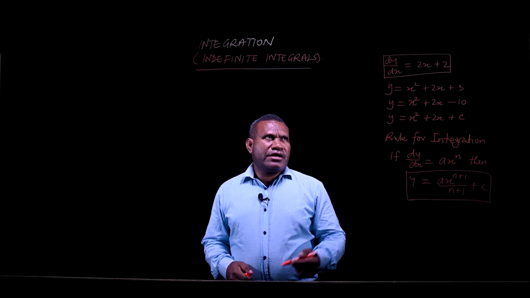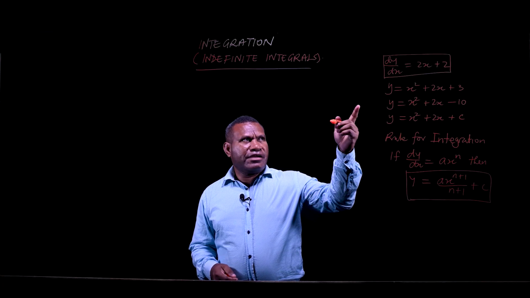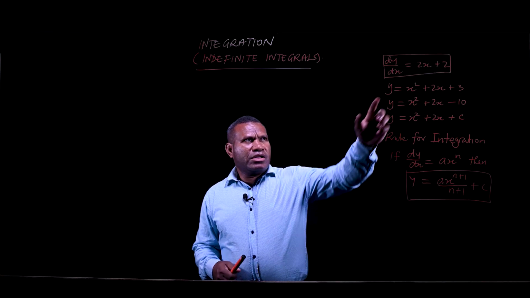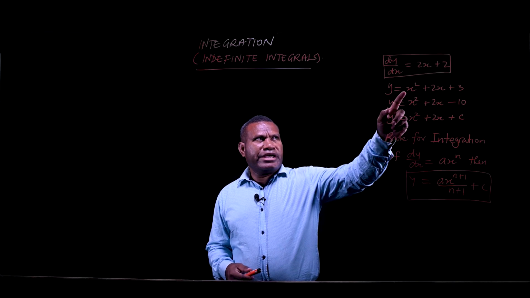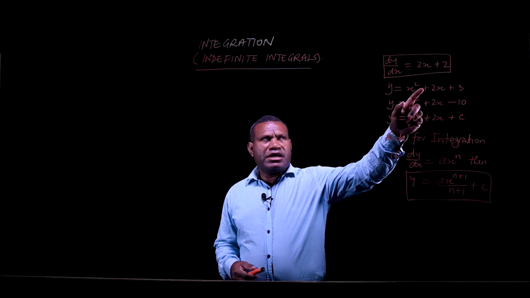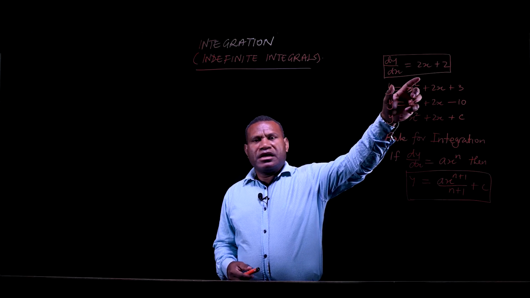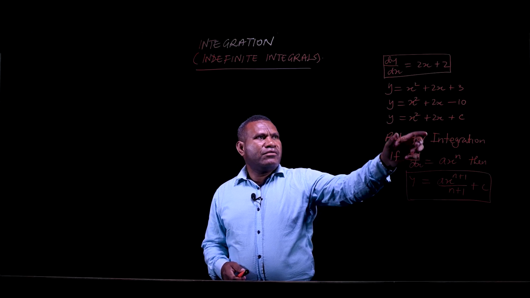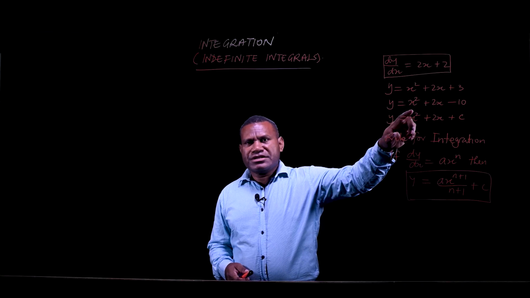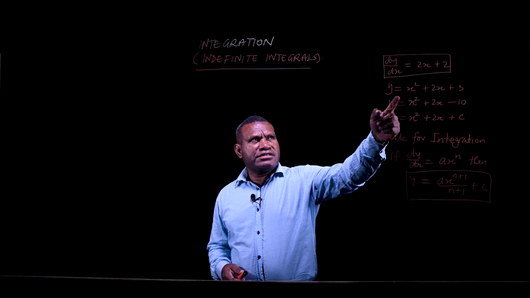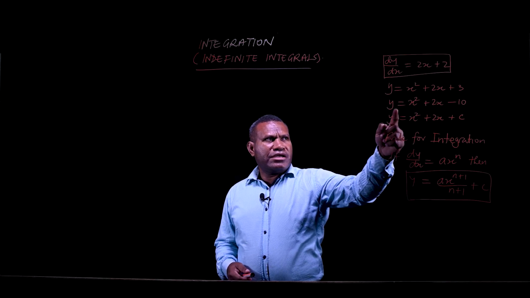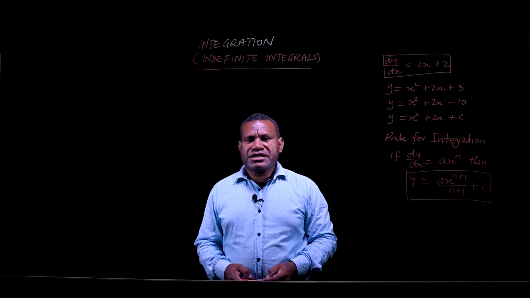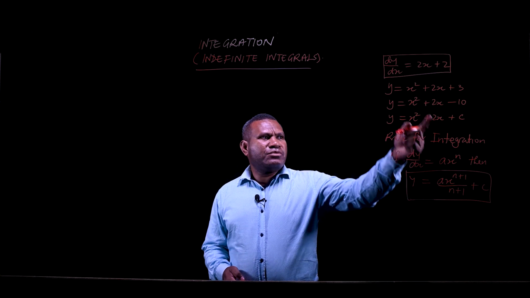So if given a derived function like what we have here, dy over dx is equal to 2x plus 2, this derivative can be obtained from a series of functions. As you can see, if I differentiate this function, I get the same derivative. Or if I differentiate the second function, I get the same, or the third one.